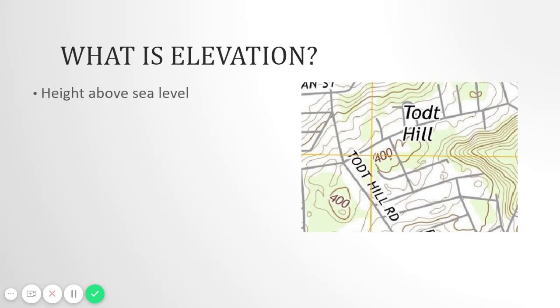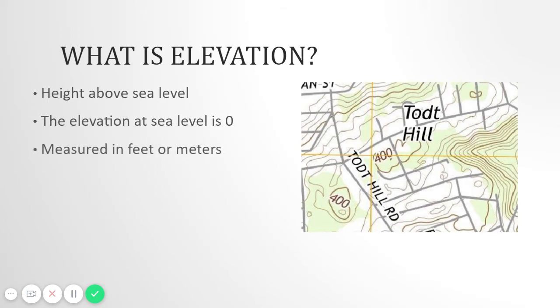So elevation is a height above sea level. The elevation at sea level is 0. So sea level is our starting point. It's just good to have a starting point to know where you are. We measure elevation in either feet or in meters, depending on the map. You will be given feet or meters if you're given a map.